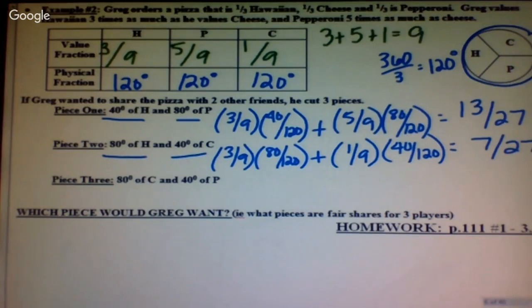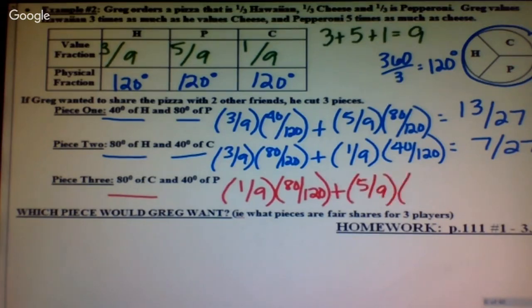Okay, so my last one. We're doing cheese and pepperoni. So we start with cheese, 1/9. 80 over 120, plus 5/9. 40 over 27. My bad. You don't have to do math for that. Just add the last line.